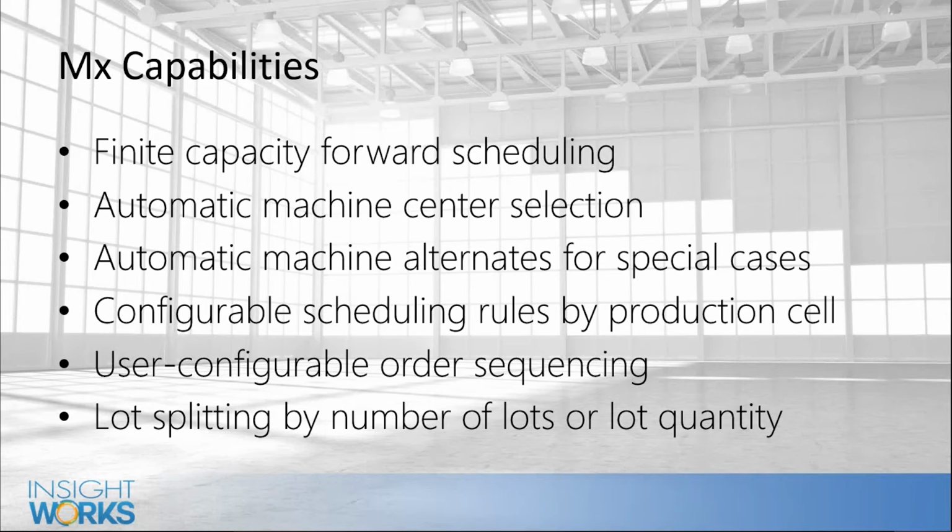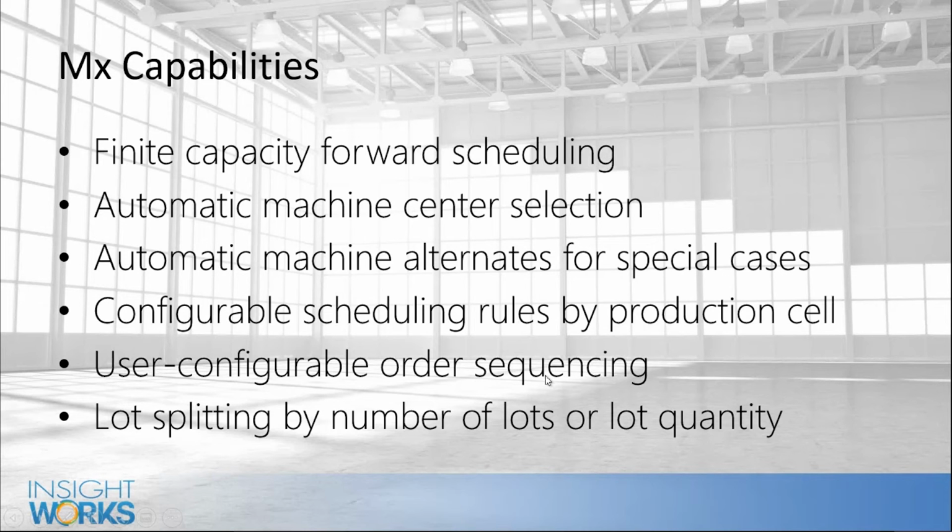I've got 10 machines. Some run at different rates. Some have different changeover times, things like that. It'll automatically choose the appropriate one to use for you. And in special cases, we can then override that and use alternate machine centers. I'll talk about that in the demo a little more. A few of these things.